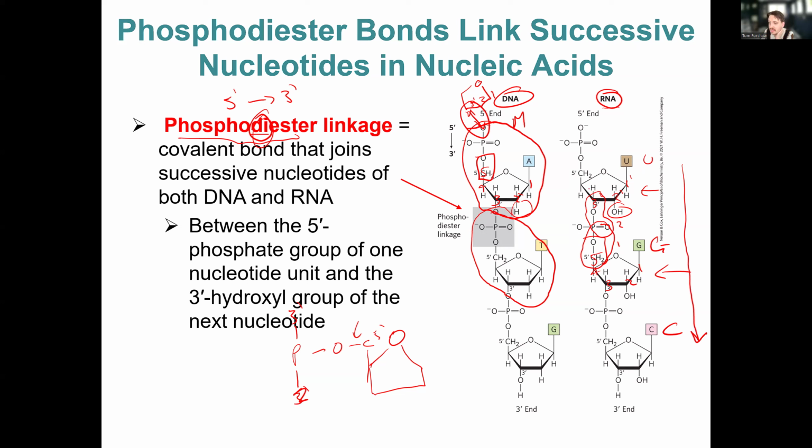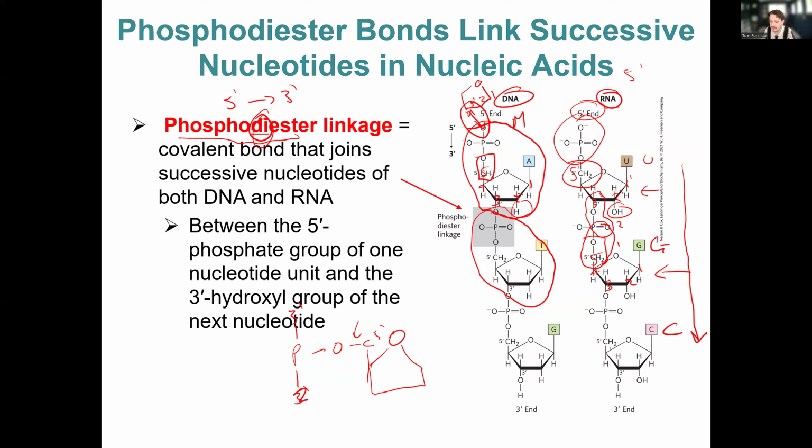Now notice that the exposed end, the one that's free, is the one where there's nothing attached to the 5'. I mean, there's the phosphate, but there's nothing beyond that. So this is known as the 5' end. This is the first sugar. There's nothing before it, so its 5' is free, so it's the 5' end.